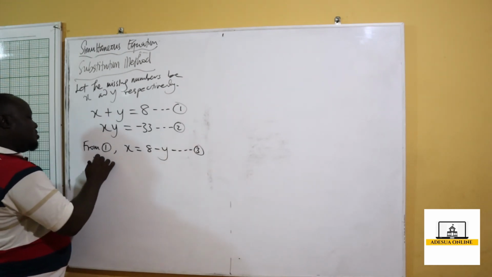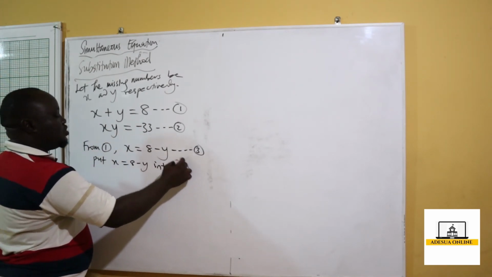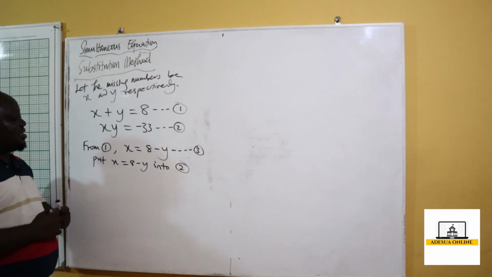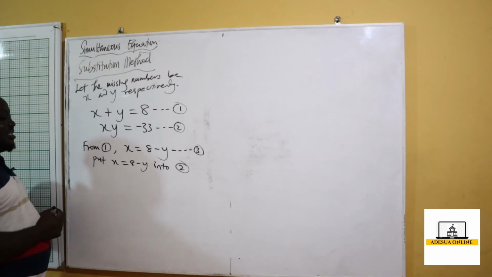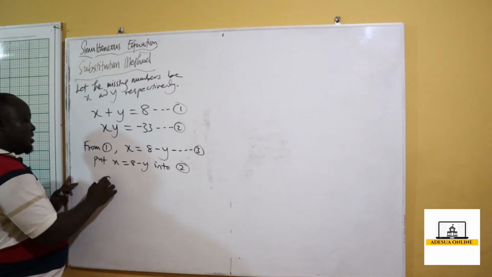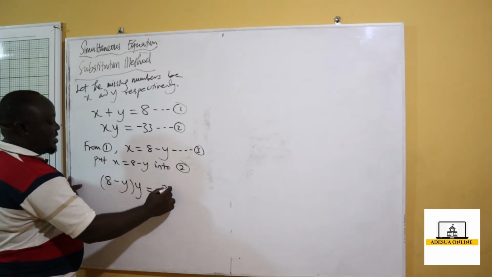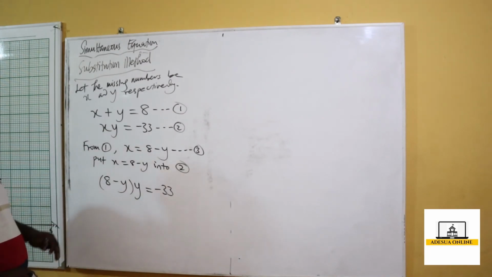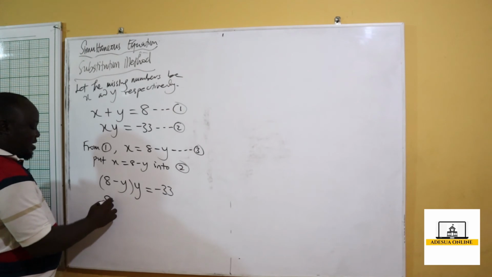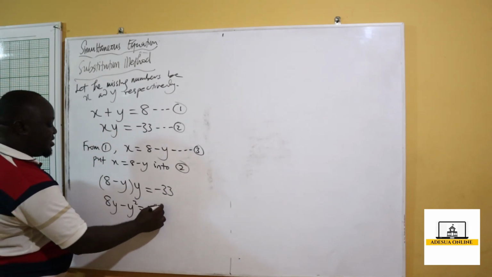So we put x equals 8 minus y into equation 2. We can't put it back into equation 1 because that is where it is coming from. So wherever we see x, we put 8 minus y. So we shall have 8 minus y, multiplying y, to be equal to minus 33. So we solve for y. We multiply. y times 8 is 8y, minus y times y is minus y squared, is equal to minus 33.